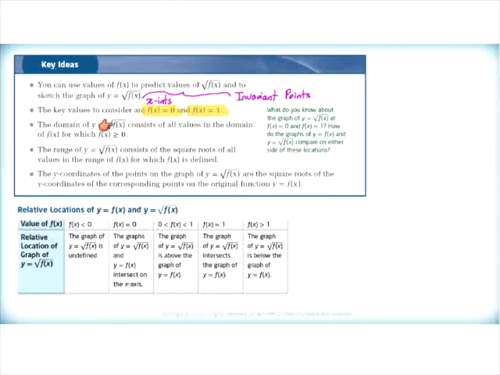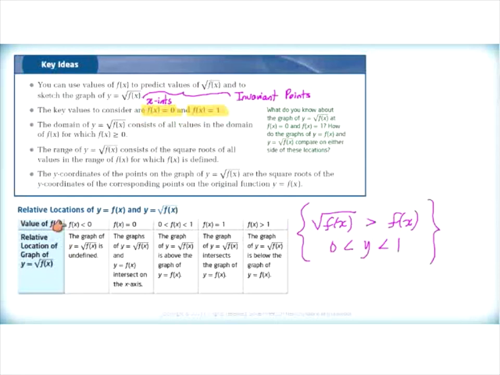Remember that when f of x is less than 0, you cannot take the square root of a negative number using the real number system. The y-coordinates of the points on the graph of y equals the square root of f of x are the square roots of the y-coordinates of the corresponding points on the original function. So for the relative locations, just remember that the square root function graph is always greater than the original function graph for values of y that are greater than 0 but less than 1. That piece of information helps us to sketch the graph.